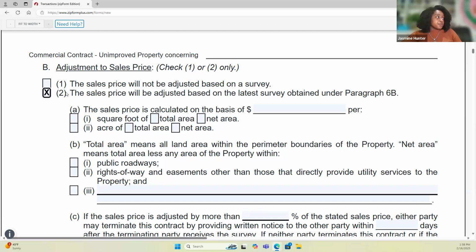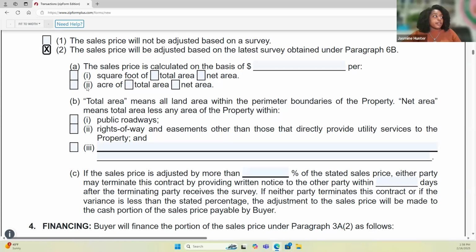Now from here, if we do want there to be an adjustment, how do we want it calculated? Are we going to calculate it by the acre, or by the square foot? And if we calculate it by the acre or square foot, what do total area and net area mean? Okay, so let's just say we want to do it by the acre. If it ends up being $1,000 per acre, and there are only 5 acres, do we want that to be of the total area or the net area? Well, what does total area mean and what does net area mean?